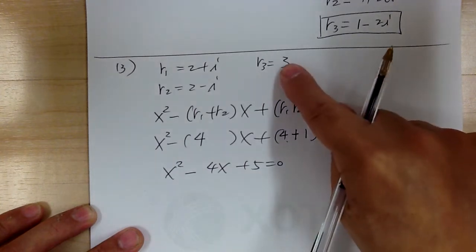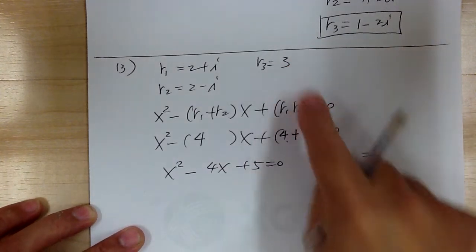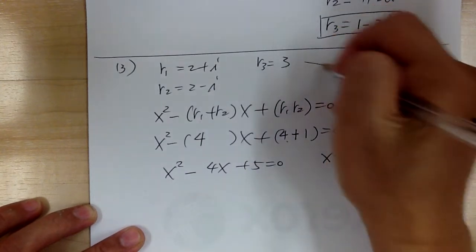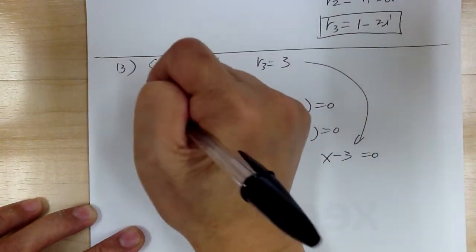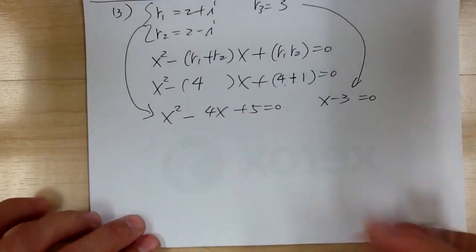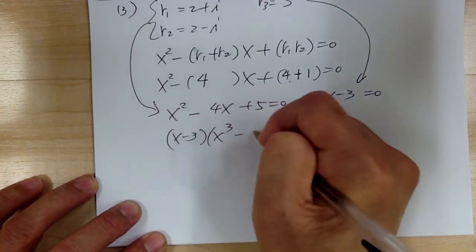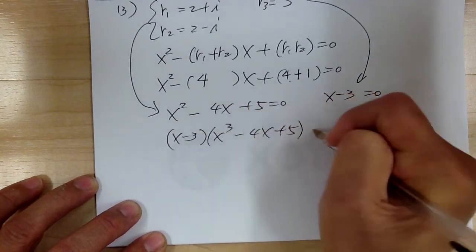From this part, you're going to get x minus 3 equal to 0. So now you multiply these together to get your final equation. Your final equation would be x minus 3 times x squared minus 4x plus 5 equal to 0.